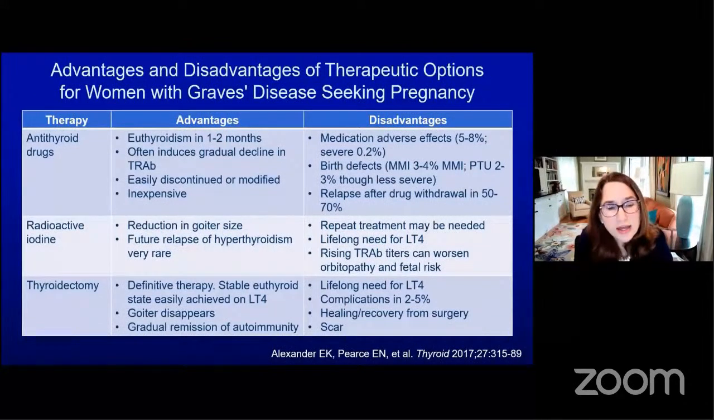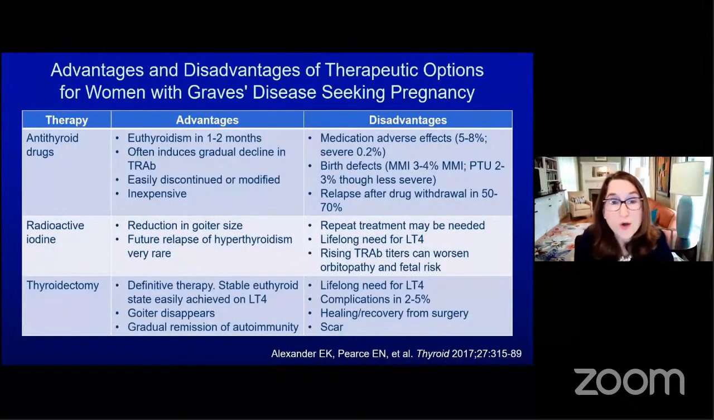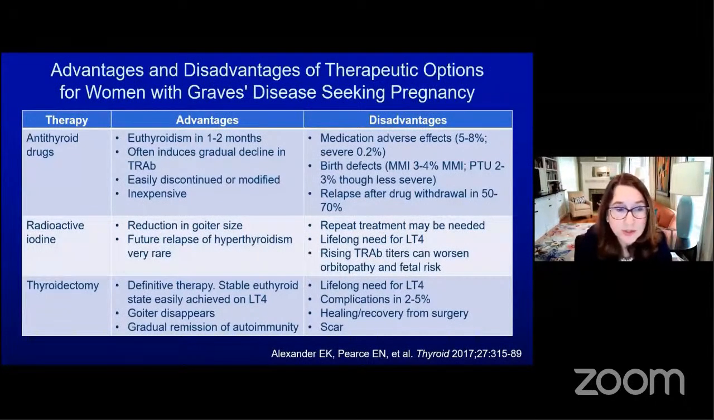So advantages of radioactive iodine or thyroidectomy for these patients are really primarily that there's not going to be any need for antithyroid drug exposure in pregnancy, so we don't have to worry about those birth defects. And we know very well how to dose levothyroxine safely and to monitor it effectively in the pregnancy setting. But not every patient wants to have definitive therapy. Not every patient wants to have to be on lifelong thyroid hormone replacement.